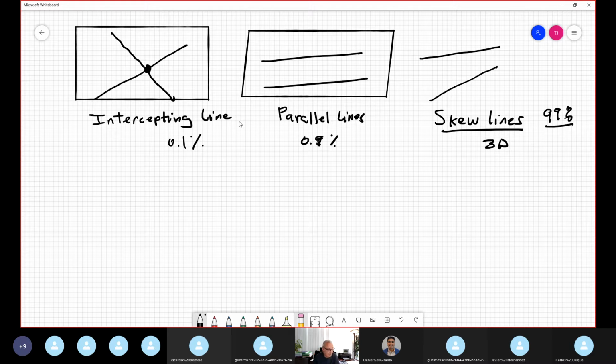Okay, example one. Do you understand this or no? Do you understand what a skew line is or no? Do you remember it from geometry in high school or no?